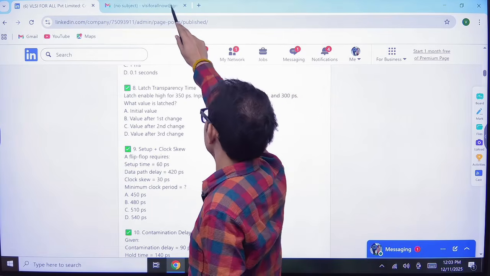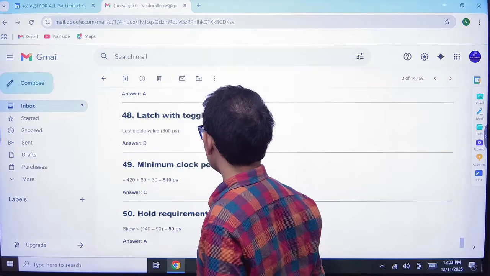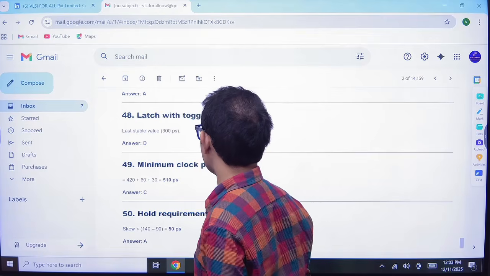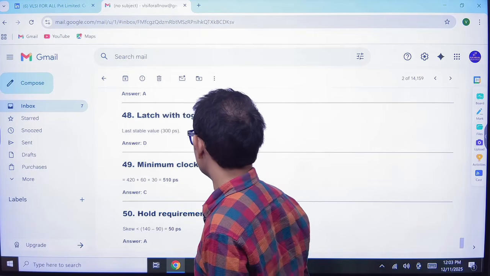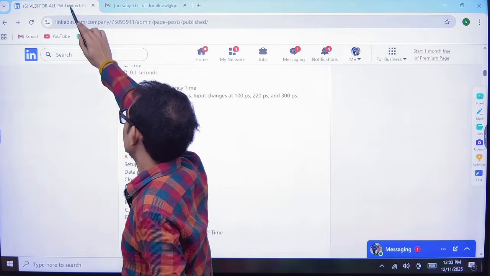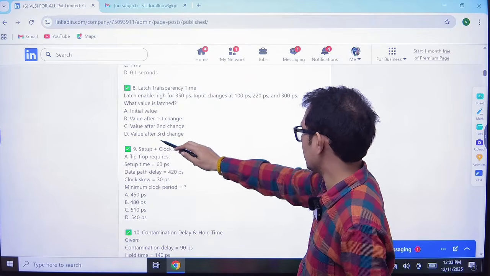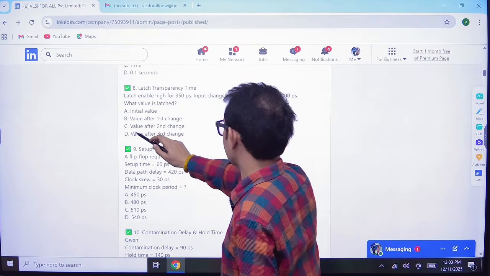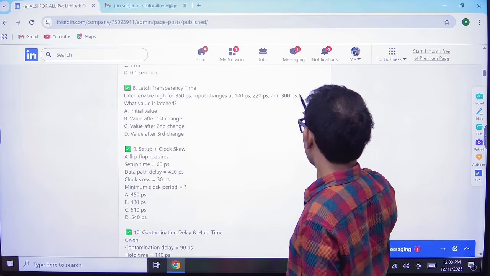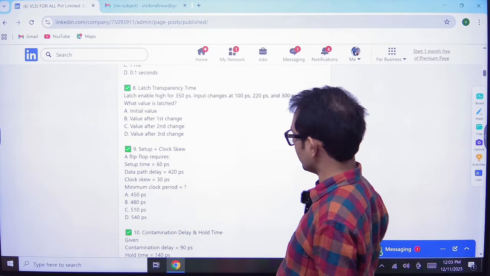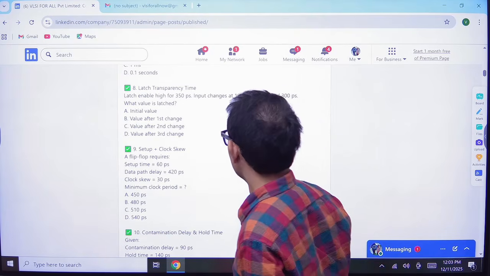Again, good question. Last stable value, it should be the answer like last stable value, but before this, right? So answer is last D1, right? If it is under 400, then it is also 300, right?